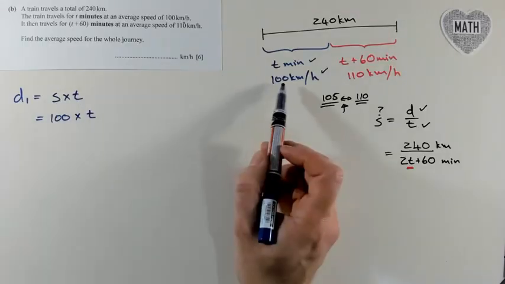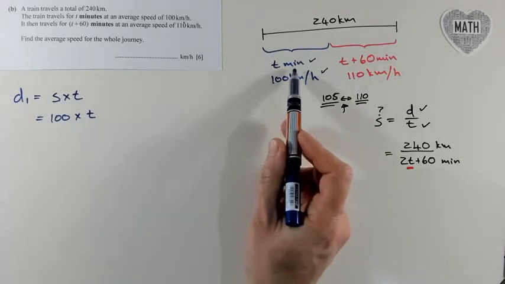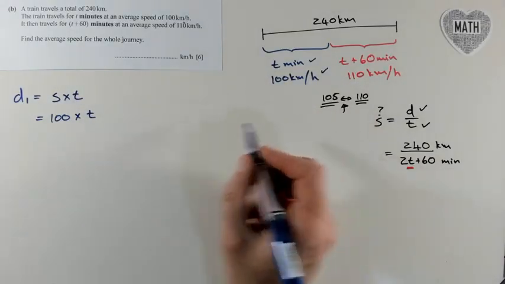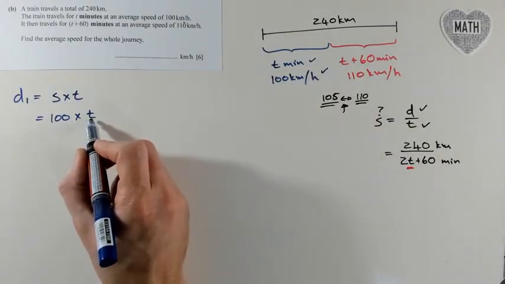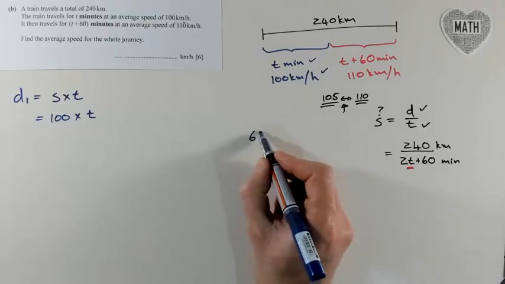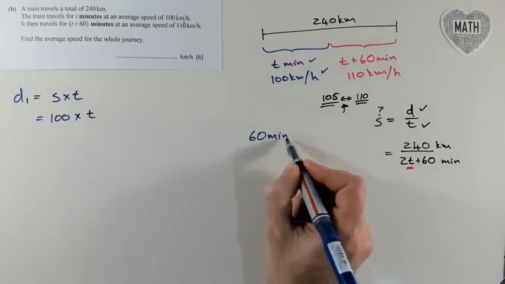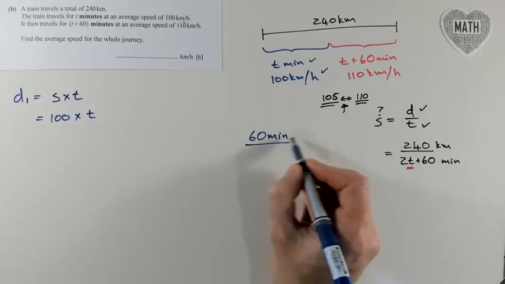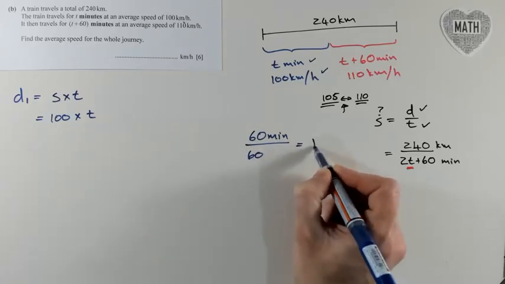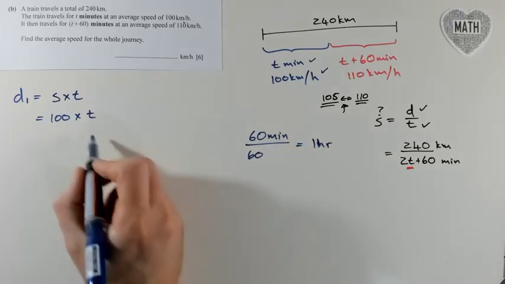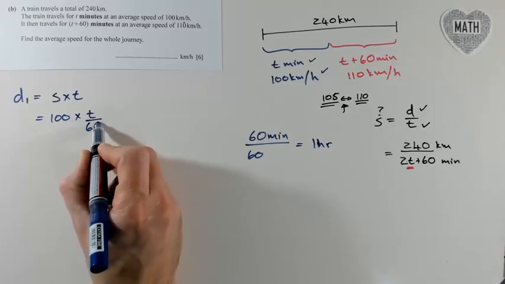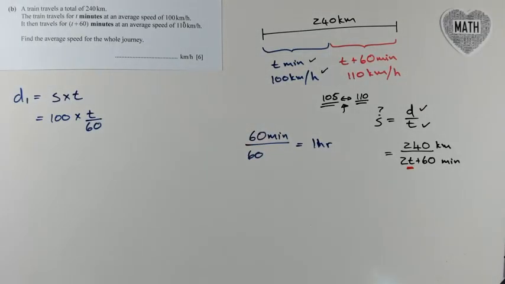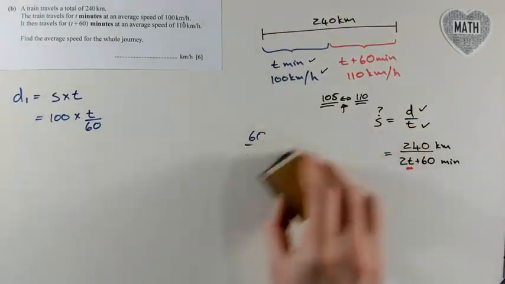I can't just take the speed that's in kilometers per hour and multiply it by the time in minutes and get the distance, because the units aren't the same. So this time will need to be converted to an hour time. If I had 60 minutes, just making it up, and I wanted that to go to hours, I would divide by 60 and that would give me 1 hour, right? So this time has to be divided by 60 in order to convert it to a time as an hour. Okay, let's just wipe that off.